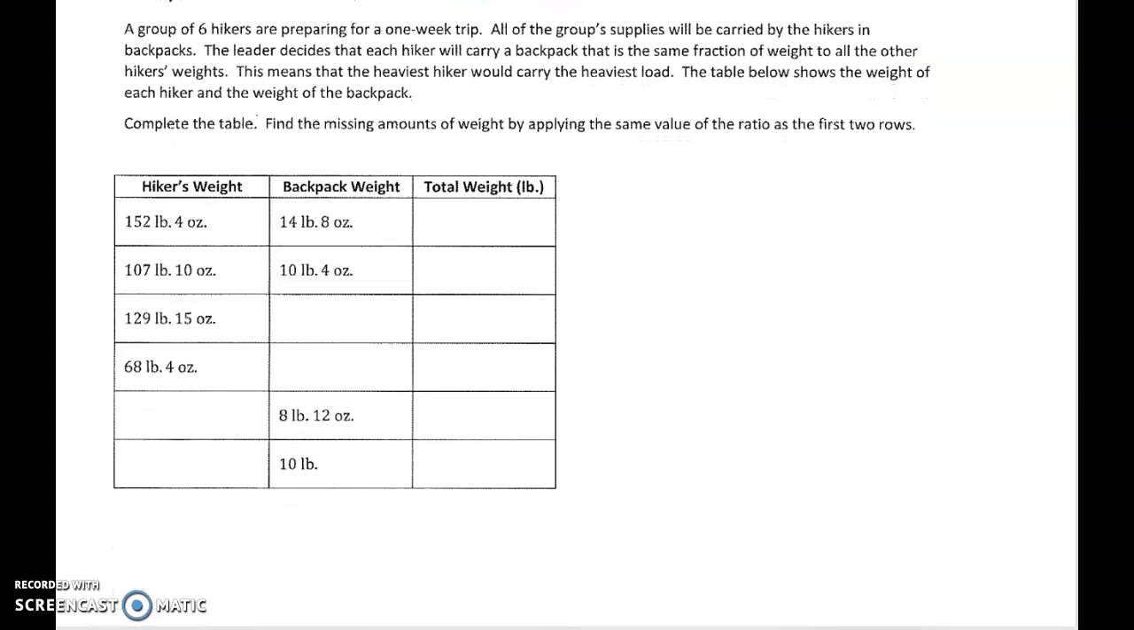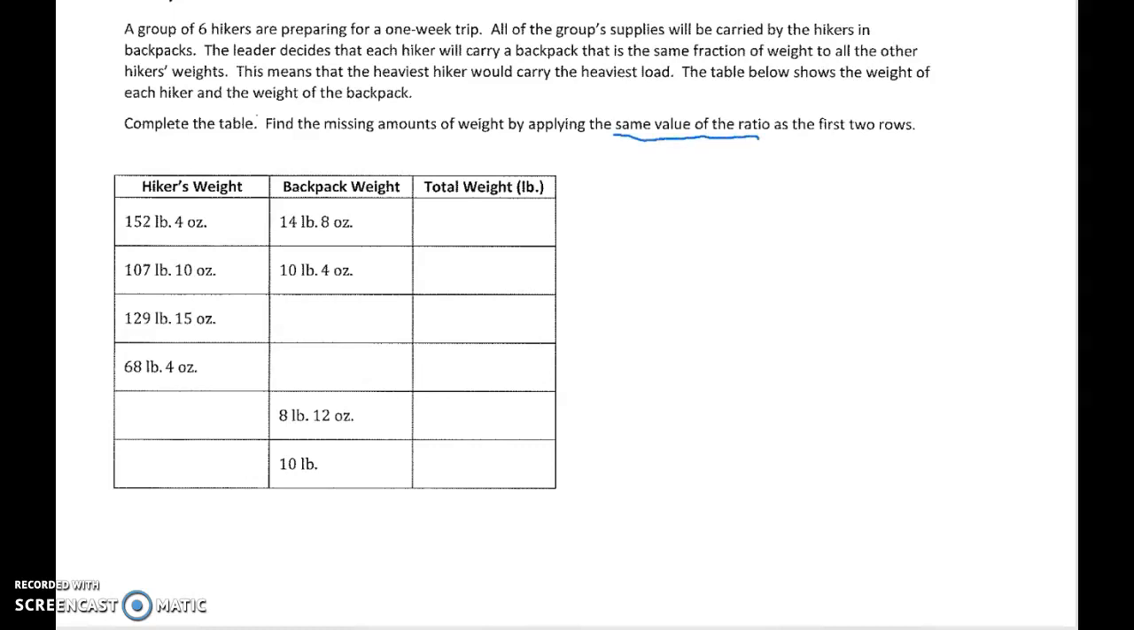So this question here talks about a group of 6 hikers preparing for a 1-week trip. We have our hiker's weight and our backpack weight, and they're proportional to each other. What it says up here, the leader decides that each hiker will carry a backpack that is the same fraction of weight to the other hikers' weights. This means that the heaviest hiker will carry the heaviest load. They're going to have the same value of the ratio as the first two rows.